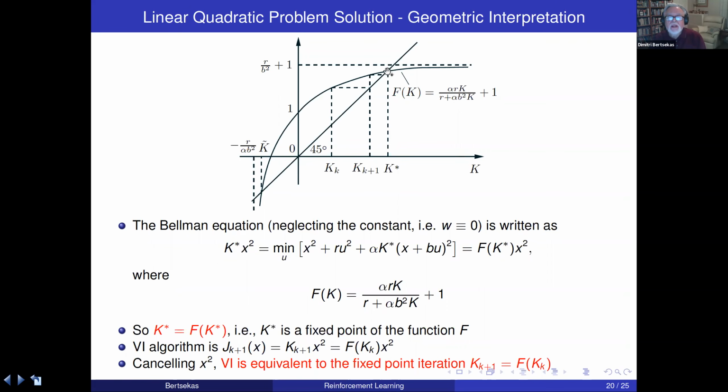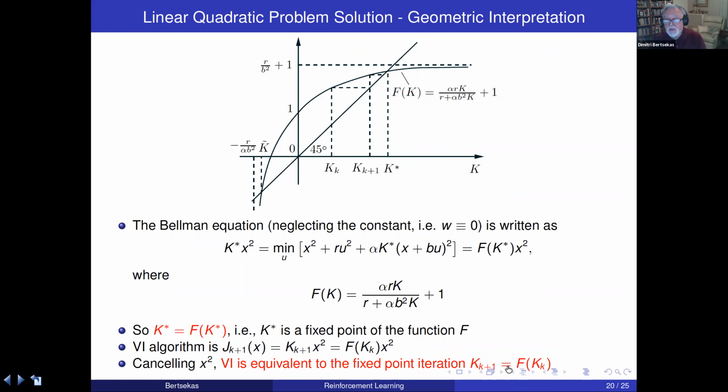Okay, so this is what we mean by saying that J star is a fixed point of Bellman's equation. There is a place where the right-hand side meets the left-hand side of Bellman's equation, and the point of intersection is the solution. Now, how about value iteration?